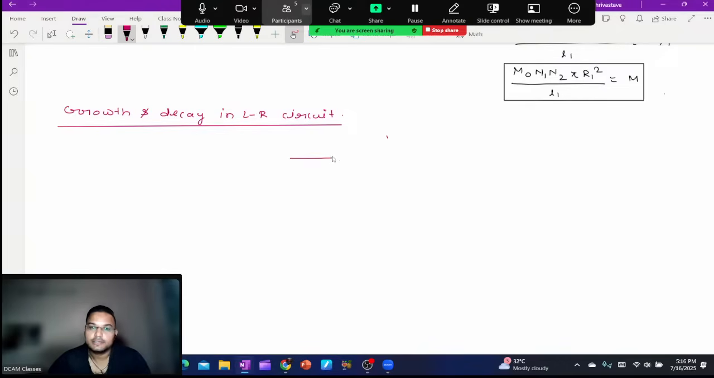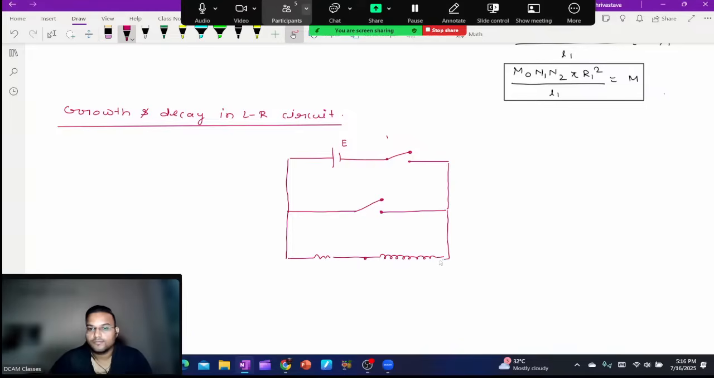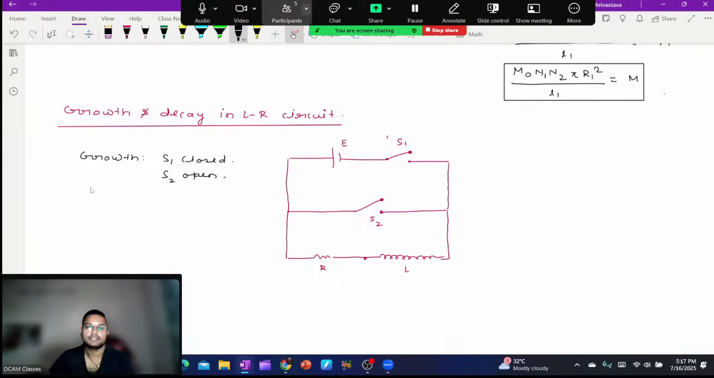See, the circuit is like this. Here is one switch key. This is S1. This is S2. This is resistance and this is inductor. And why do we say growth and decay? The case of growth will be growth of current in the LR circuit, which will be S1 closed and S2 open. The growth case is when the battery is there in the circuit.